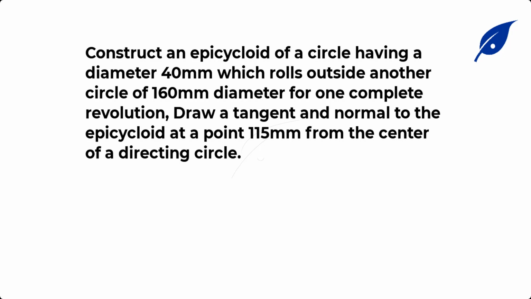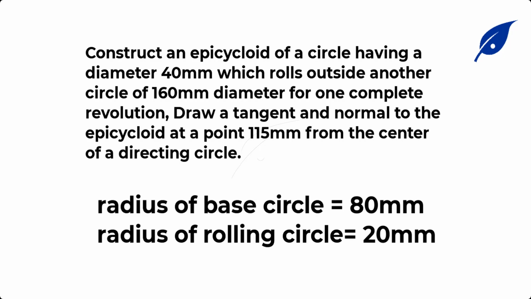Today we shall be considering the construction of an epicycloid of a circle having a diameter of 40 millimeters, which rolls outside another circle of 160 millimeter diameter for one complete revolution. Draw a tangent and a normal to the epicycloid at the point 150 millimeters from the circle.